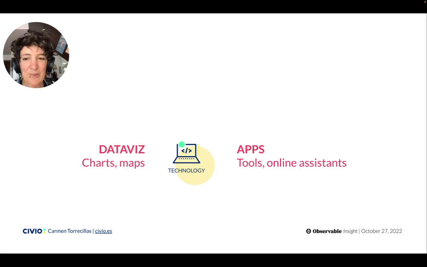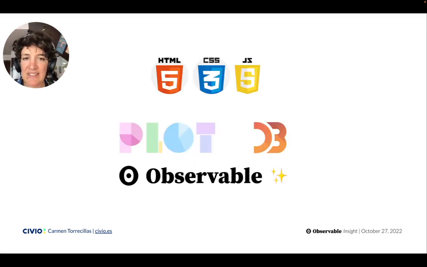On the technology side, we do charts and maps to help journalists tell their stories, but we also do small applications to help people see if they have the right to access any public subsidy. So we have these two areas. On the data side, this is our toolkit.